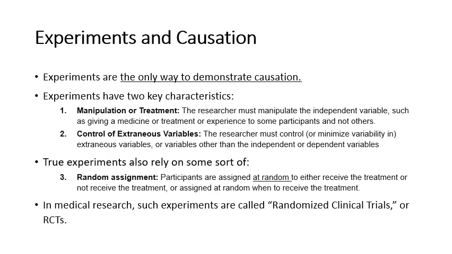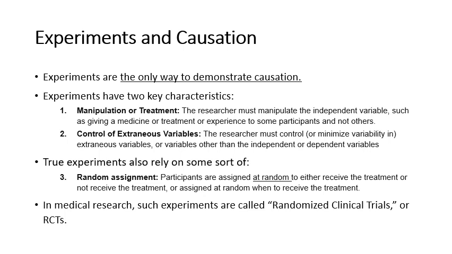So as we stated in the previous slide, experiments are the only way to demonstrate causation. So causation, again, referring to whether one factor impacts another factor. And experiments have two key characteristics, a manipulation or a treatment. The researcher has to manipulate the independent variable. You'll recall that the independent variable is the phenomenon that the researcher thinks will impact the dependent variable. That was covered in last week's content.